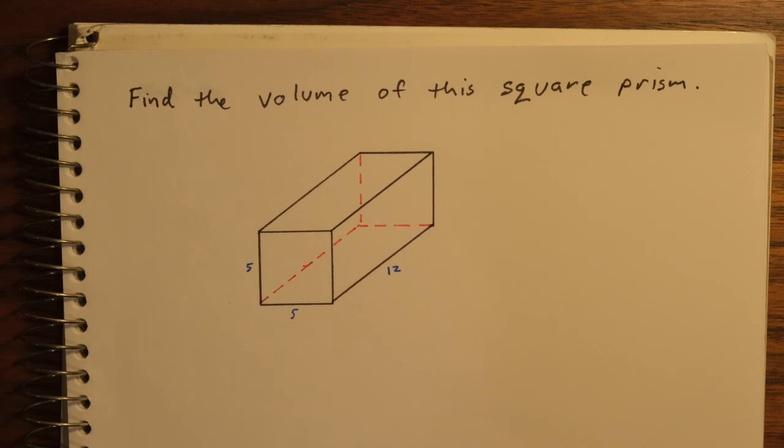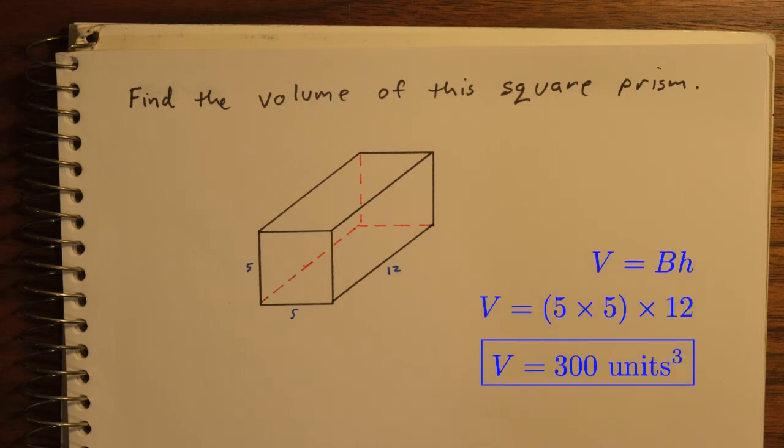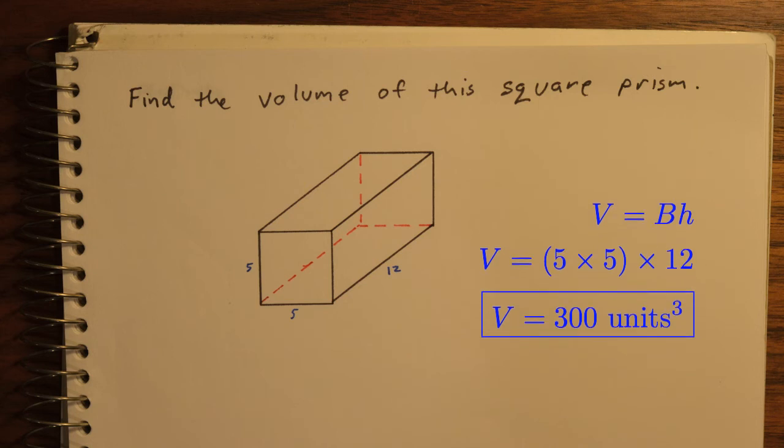Here's another example. Find the volume of this square prism. Well, we know volume is area of the base times the height of the prism. Since the base is one square with side length 5, that would be 5 times 5 times 12. So that gives us a volume of 300 cubic units.